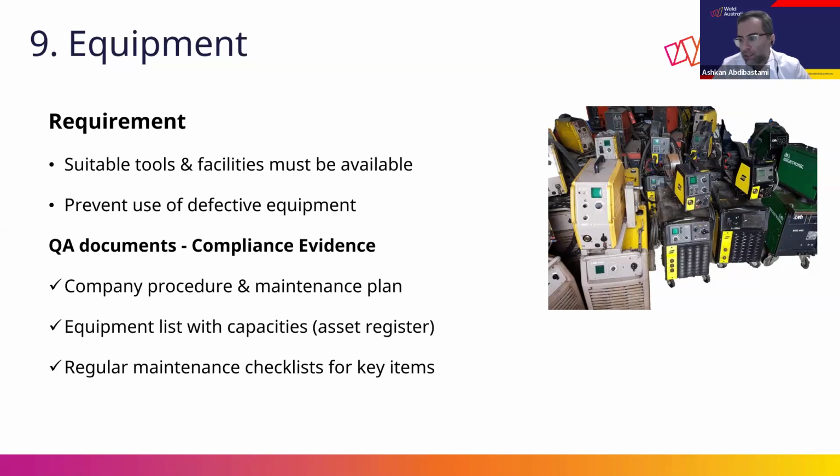So compliance is demonstrated through a documented company procedure and maintenance plan. Equipment list like asset register and maintenance checklists to be completed routinely, focused on items critical to quality like power source, wire feeders, welding machines, and so on.